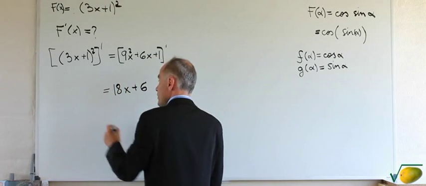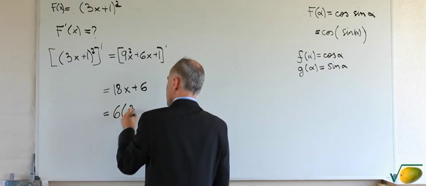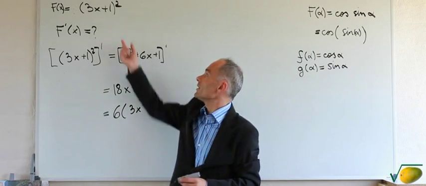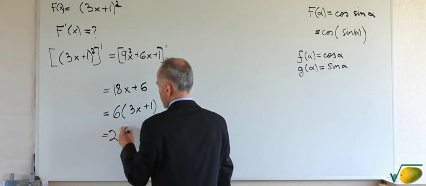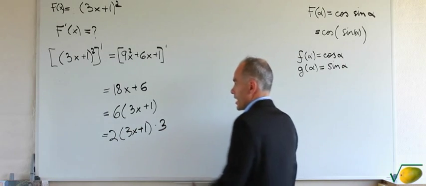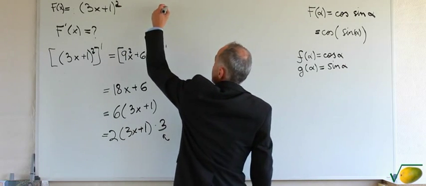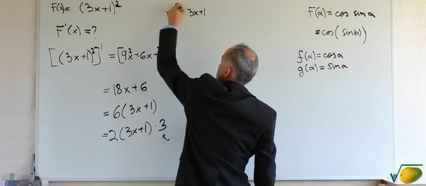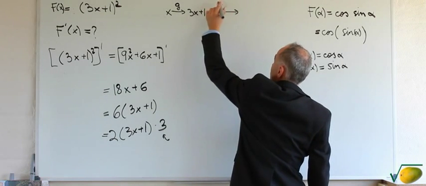So we got the derivative, and notice that if I factor out 6 here, I get 6 times 3x plus 1. So the formula looks a little bit like the power rule, but it's not quite the power rule, right? If I split 6 and write it as 2 times 3, this is what I'm going to get. But notice that this 3 is the derivative of the inner function here, right? Because here x goes to 3x plus 1. That's my function g, and then the result is squared. So the outer action is f.